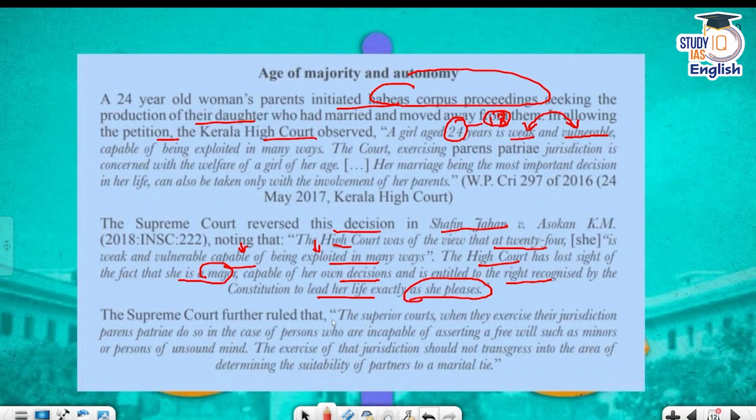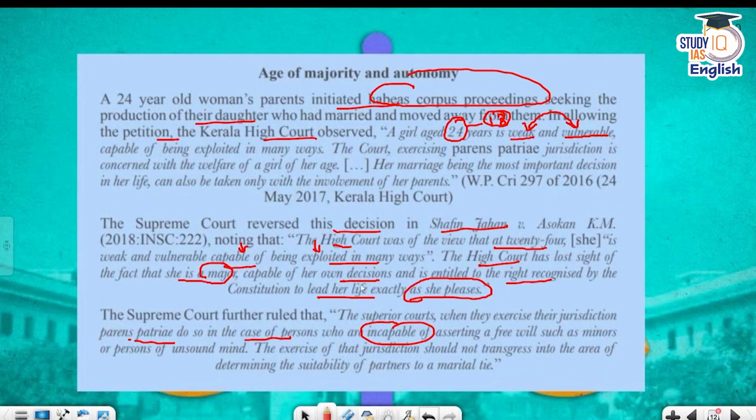The Supreme Court further ruled that the superior courts, when they exercise their parens patriae jurisdiction, do so in case of persons who are incapable of asserting a free will. Supposedly a minor is not able to do that, and a person who is unable to make decisions due to mental incapacity.